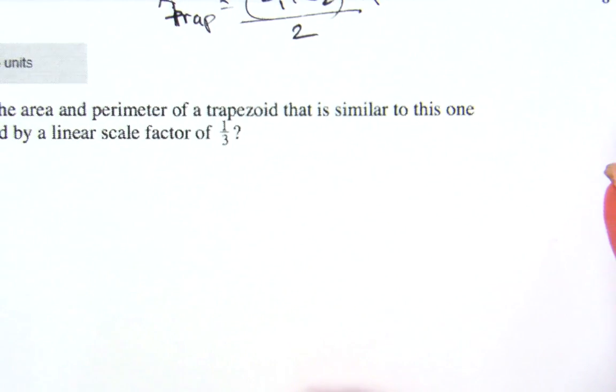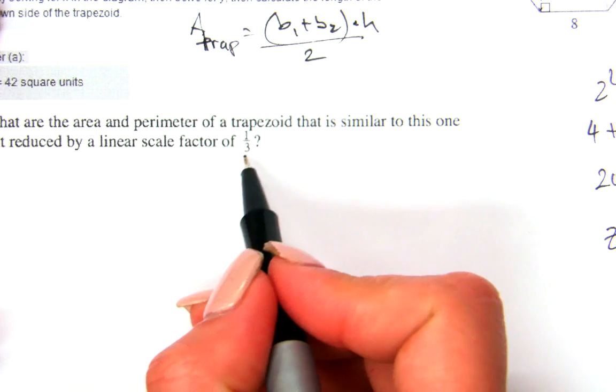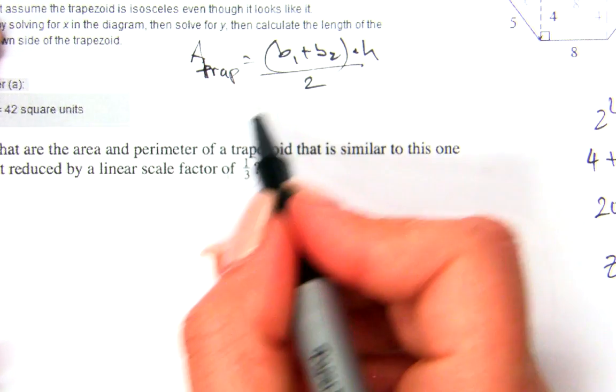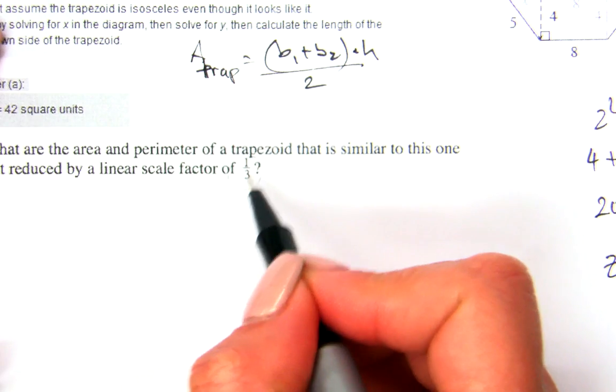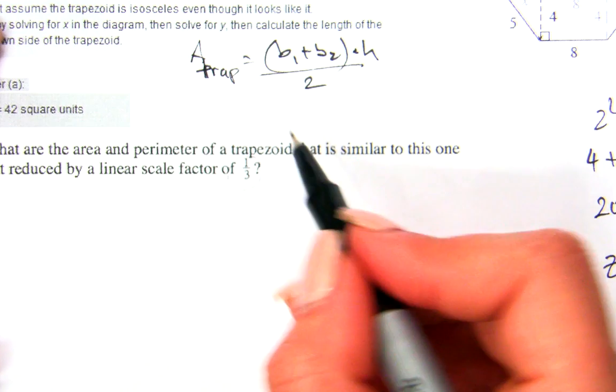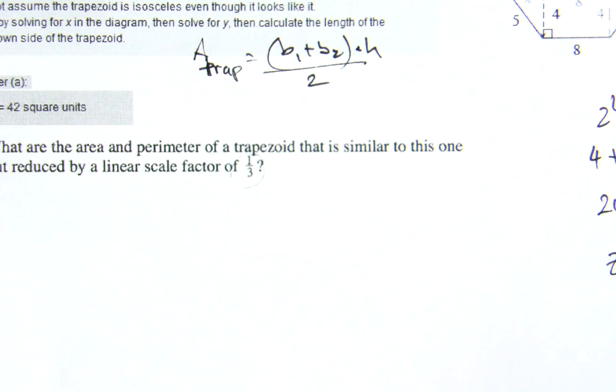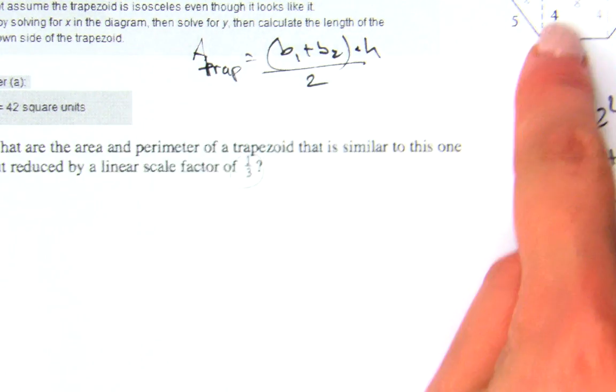Now, on part B, it says, what's the area and perimeter of a trapezoid that is similar to this one, but it's reduced by a scale factor of 1/3. So basically, once you find your area and your perimeter, just multiply it by 1/3, and you should be able to tell me that the area and the perimeter of the smaller one is 1/3 of the bigger one.